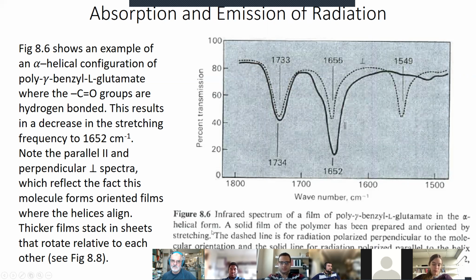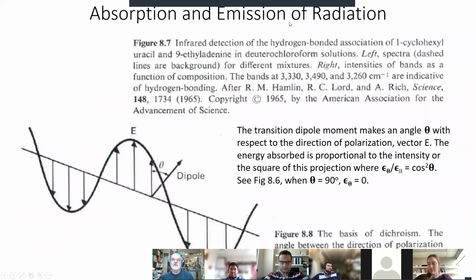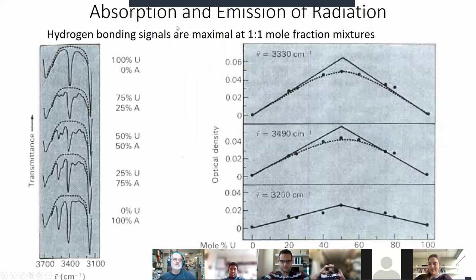This is a sample of a study where they were mixing, let me go ahead one slide. They were mixing cyclohexyl uracil and 9-ethyl adenine in a deuterated chloroform solution. Deuterated because we don't want to look at the hydrogens in the chloroform. We want to look at the hydrogens in the molecules that we're interested in. Okay, and so they made mixtures of these solutions. 100% U, 100% A, and then combinations down to 50-50.